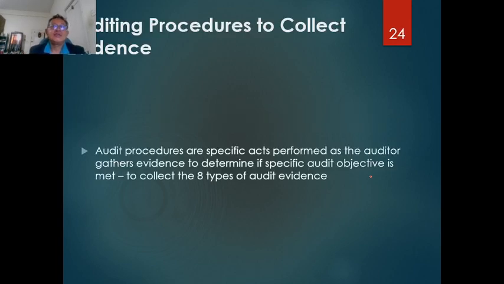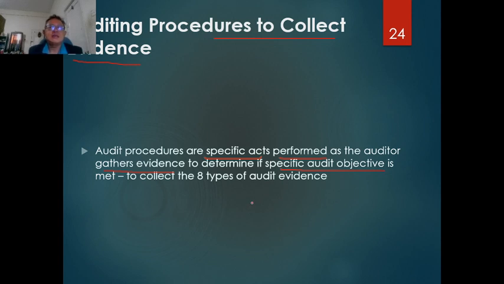This is the process of checking. So audit procedure is to collect the evidence, as I said just now. Audit procedure is a process to collect the evidence. Here the proper definition of audit procedure is the specific act performed by the auditor to gather evidence. But it's always determined by an audit objective, to make sure that audit objectives are met.